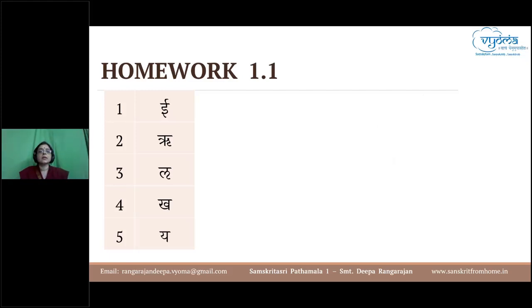So the first one was ikara. I hope you have written this. Please check your homework and you can correct it. The next one is r. If somebody can volunteer to read, it will be nice because you will have more participation that way. You can raise your hands if you are willing to read, and I will unmute you so that you can read.